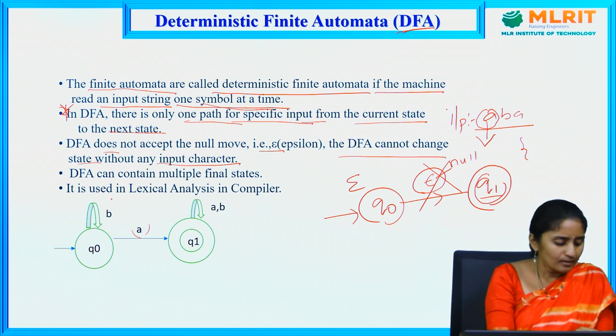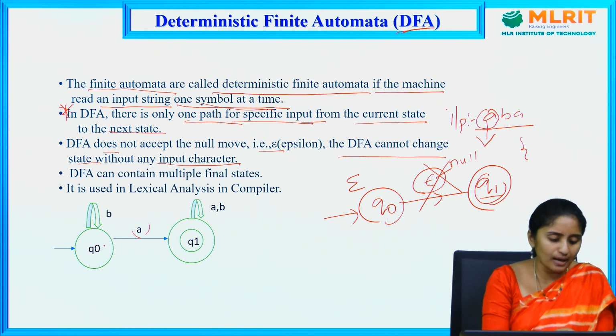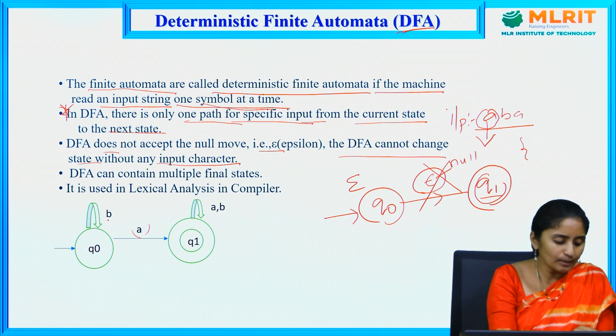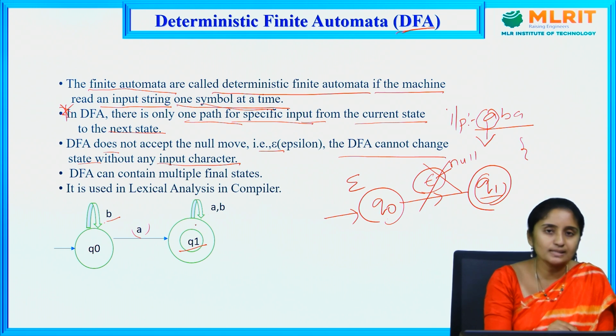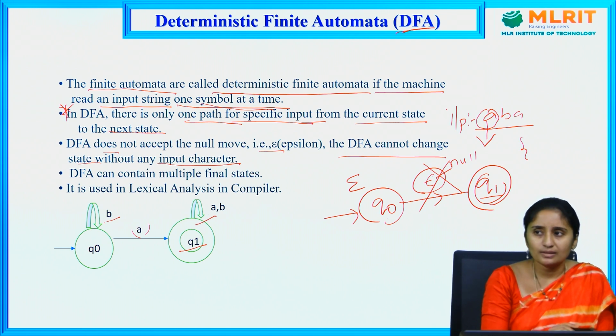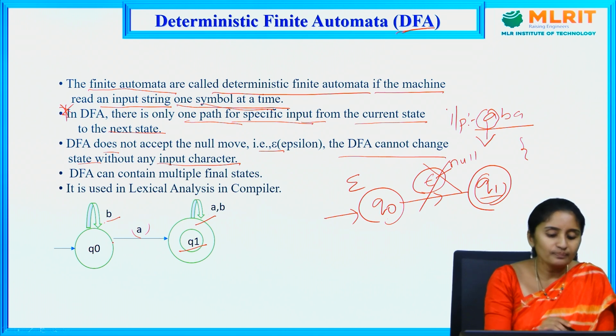See here, one example I have written: Q0, Q1. These are the two states I have, and there are input symbols. Q0 has input A, and on A it moves to Q1. On B input, Q0 stays in the same state. Q1 has two inputs, A comma B, and both point to the same state. So this is nothing but a DFA.